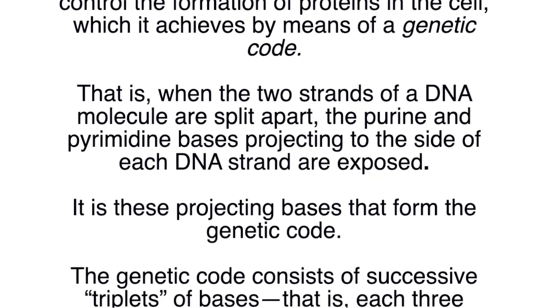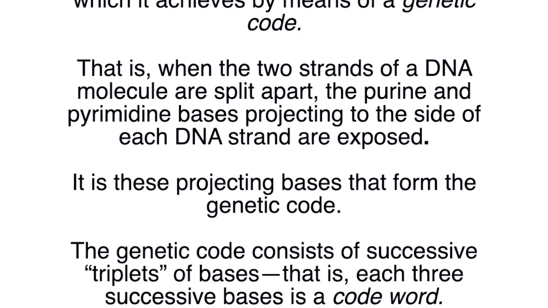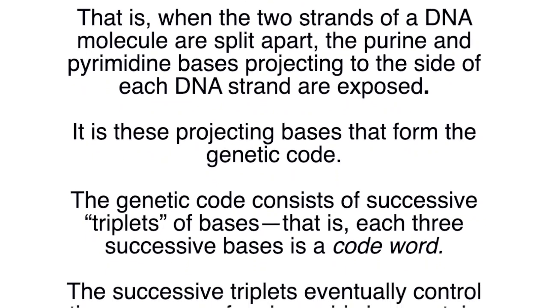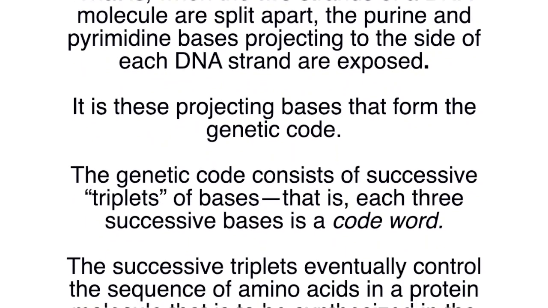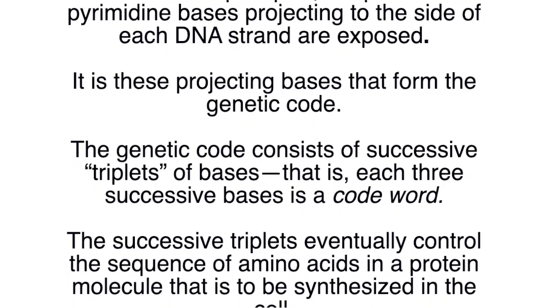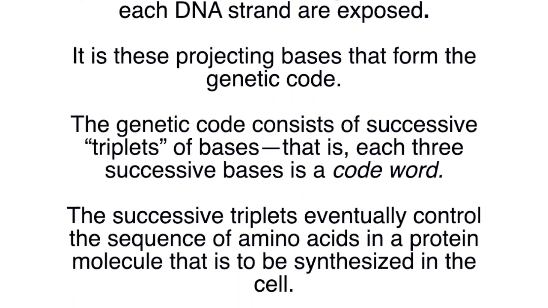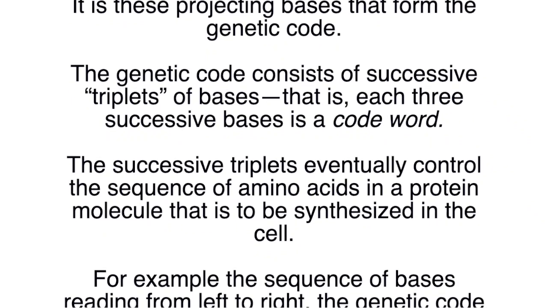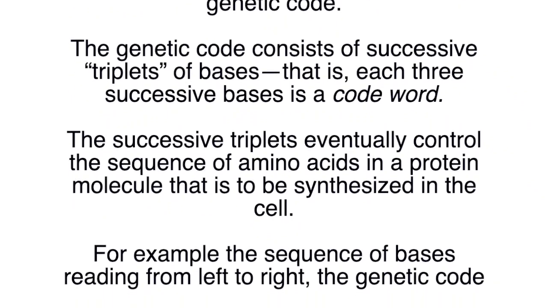The genetic code consists of successive triplets of bases. That is, each of 3 successive bases is a code word. The successive triplets eventually control the sequence of amino acids in a protein molecule that is to be synthesized in the cell.